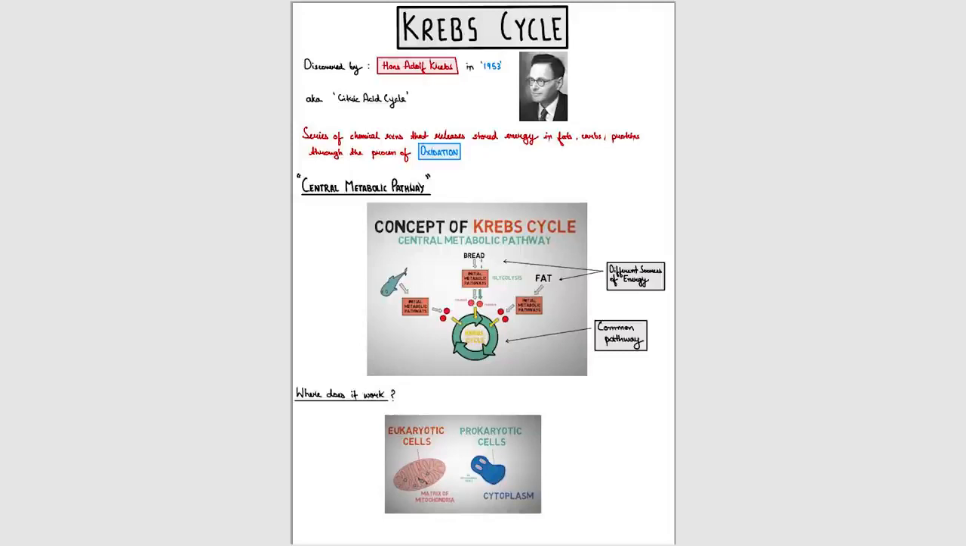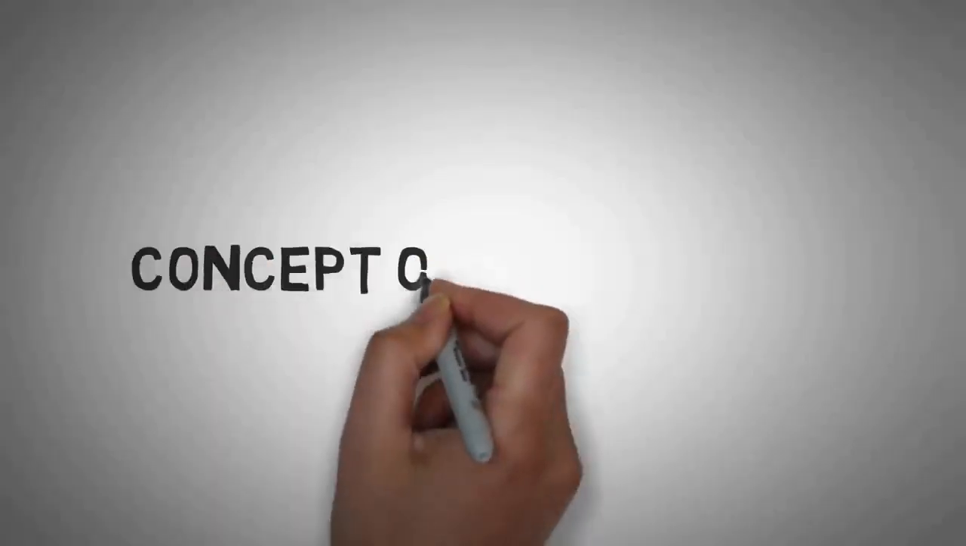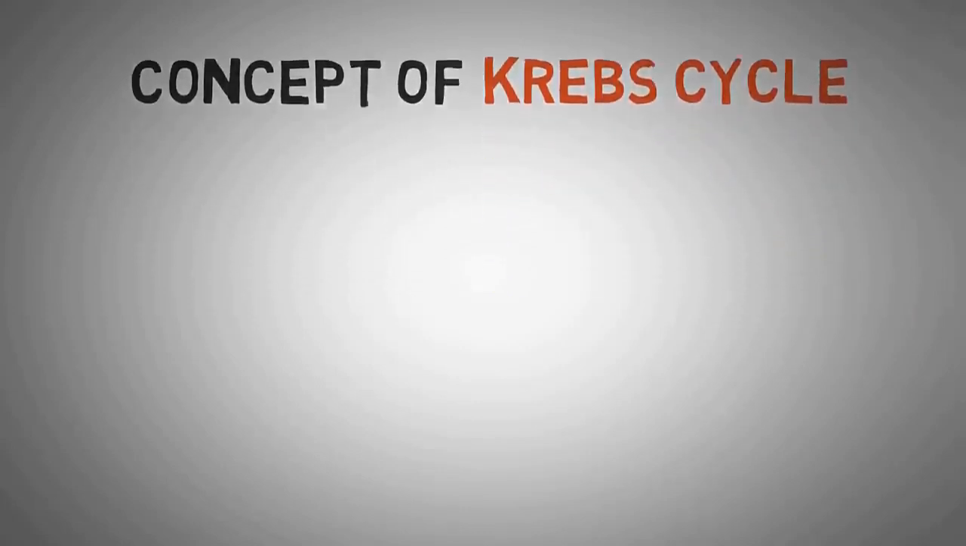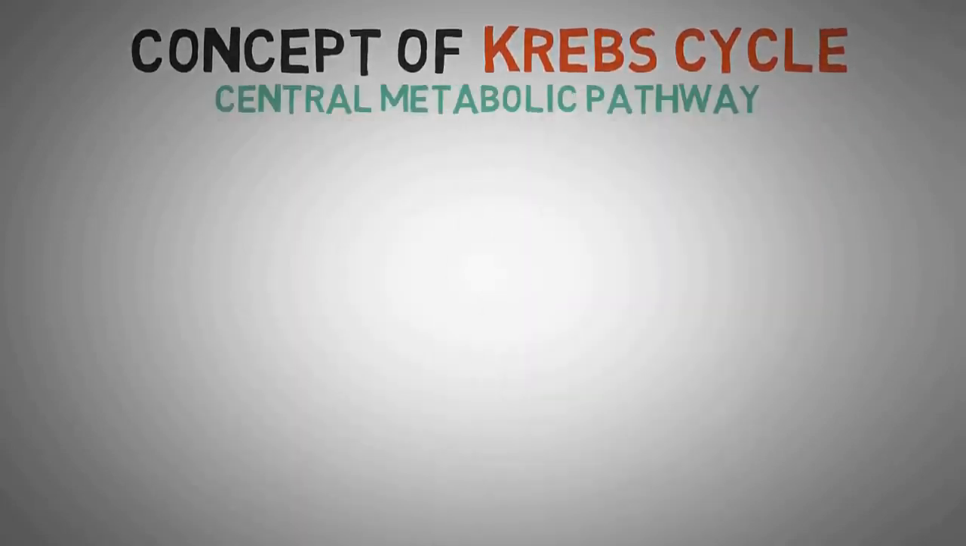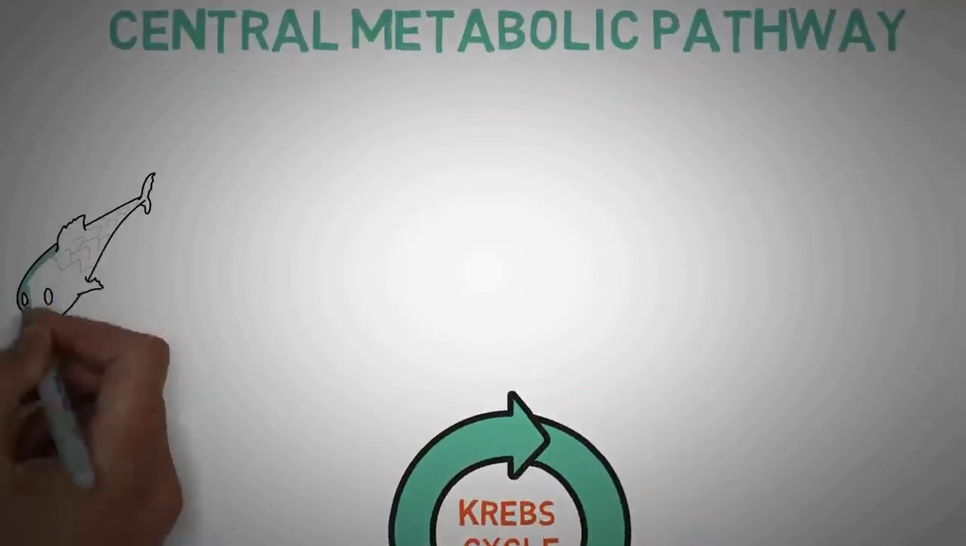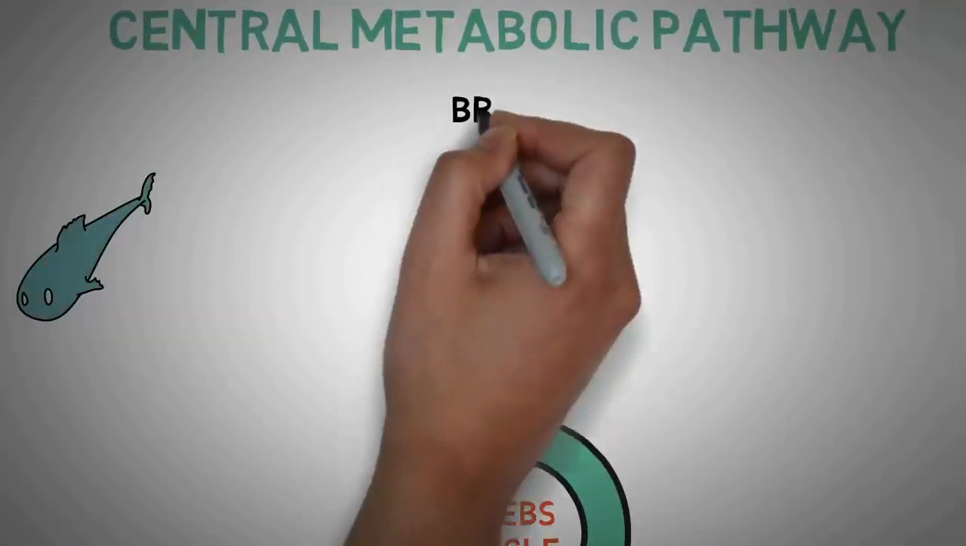Now before diving into all the chemical names, the enzymes and the various steps of Krebs cycle, I would like to take a few minutes to talk about the conceptual basis of Krebs cycle that most teachers fail to explain. So like I told you, Krebs cycle is a central metabolic pathway. Now what do you mean by a central metabolic pathway?